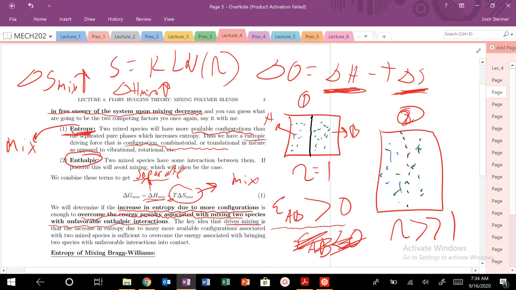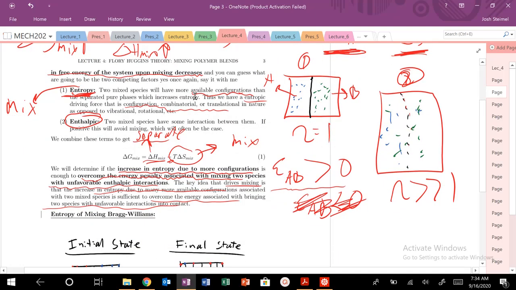Again, mixing is driven by the increase in entropy, more configurations, but it needs to overcome the energy associated with two unfavorable interactions. A and B do not want to be together. We have to force them together due to entropy and that increase in entropic microstates. So that's the basic idea here.